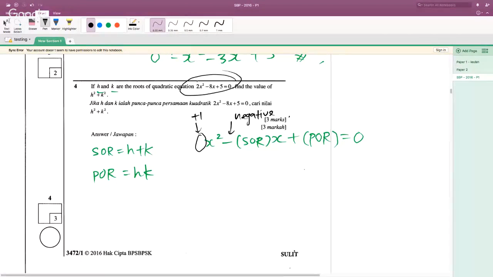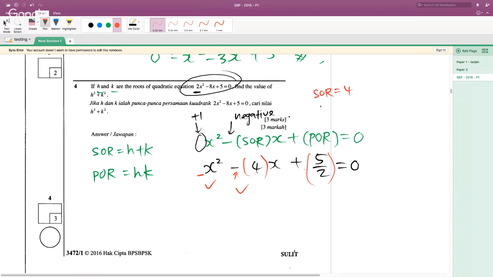So we have the equation here, but the coefficient of x squared is 2. In this case, I will divide by 2 for every single term, plus 5 over 2 equals 0. All right, now the coefficient is 1, which is correct, and this sign is negative, which is correct. Then I know my sum of roots equals 4, and my product of roots equals 5 over 2.